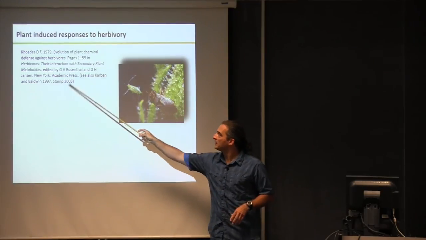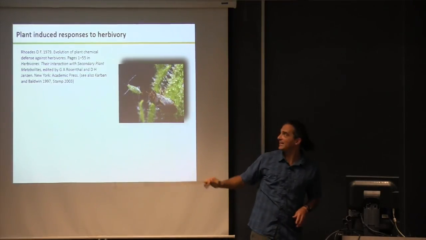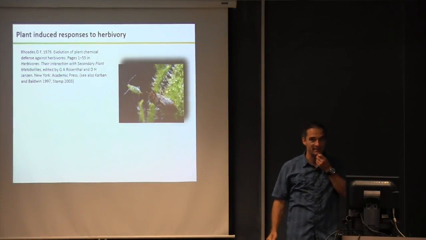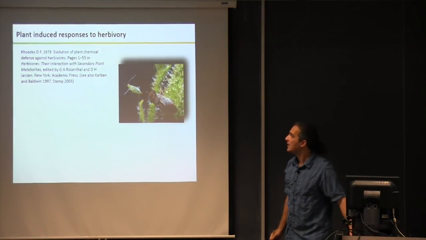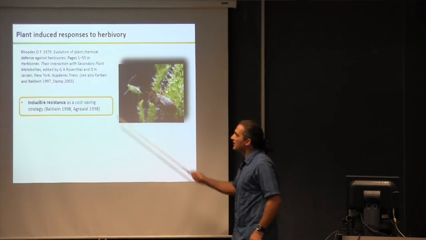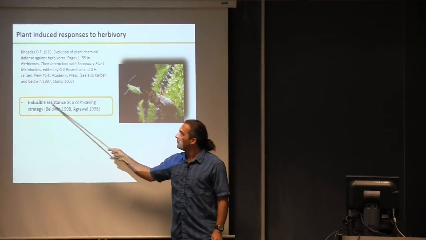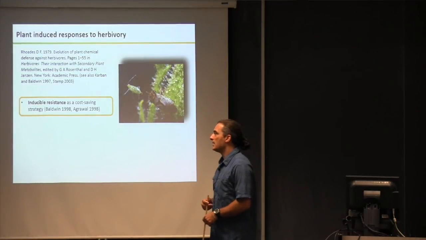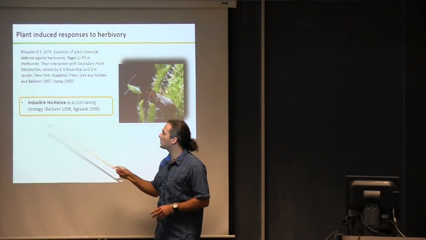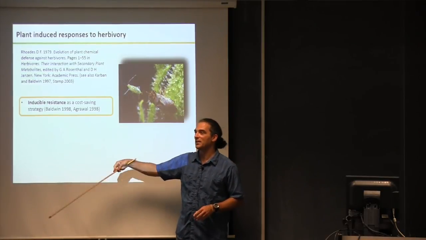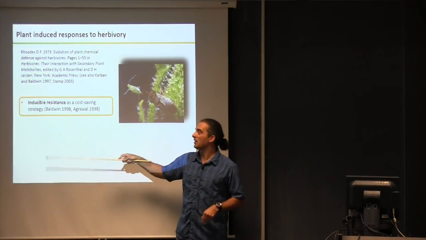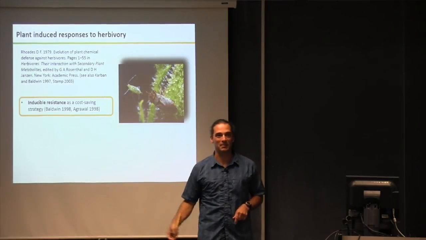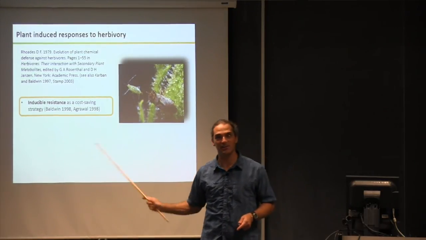You can read about that in the Karban and Baldwin book, and also there's a nice review in the Quarterly Review of Biology by Nancy Stamp very recently that summarizes all the defense hypotheses. So this is overall inducible resistance as a cost-saving strategy. And there were two very nice papers, one that derived from work that Ian Baldwin did as a graduate student here at Cornell, and one that our own Anurag Agrawal did, and they were published in the same year, one in Science, one in Nature.